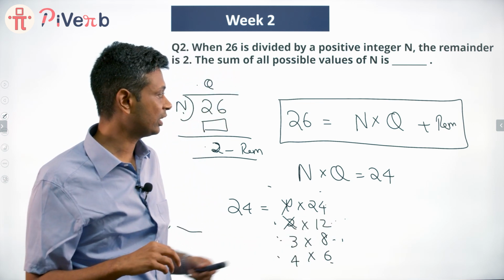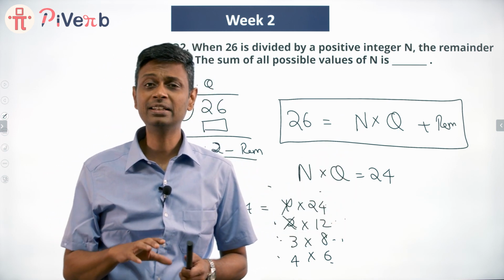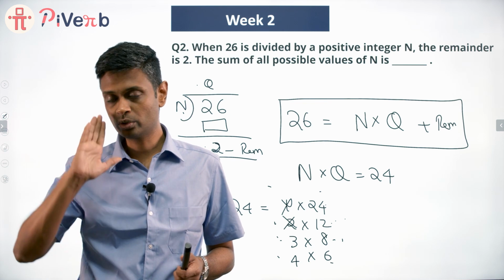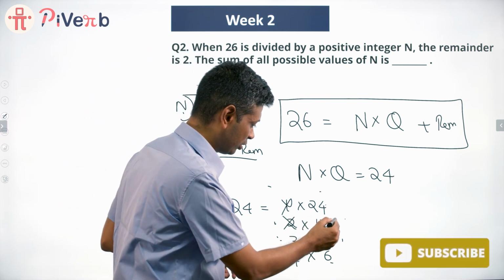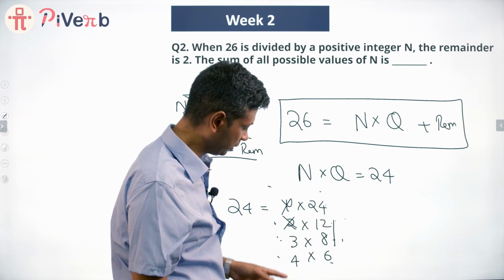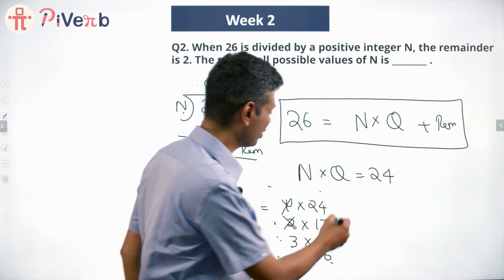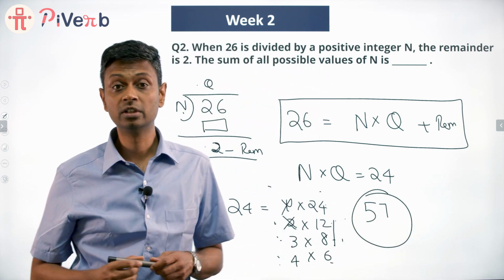First step is to identify that n is a factor of 24. Then think about factors of 24 and then say, in this list of factors of 24, I'm not going to count 1 and 2. Right? Now how do we add this? 12 plus 8 is 20. 20 plus 24, 44, 50, 54, 57. Adding all of this, we get 57. Or the sum of all possible values of n is 57.